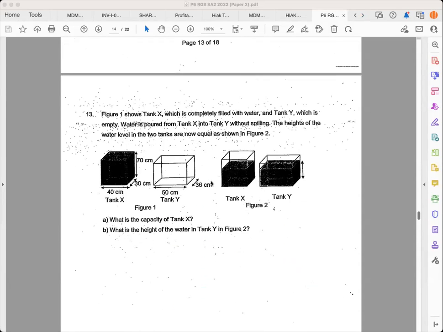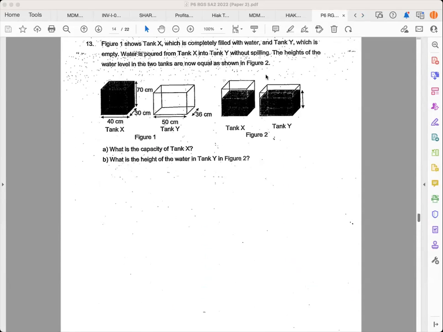Let's continue with question number 13. Figure 1 shows tank X, which is completely filled with water, and tank Y, which is empty. Water is poured from tank X into tank Y without spilling. The height of the water level in the 2 tanks are now equal, as shown in figure 2. This is a very typical volume question, right? It's always presented this way.